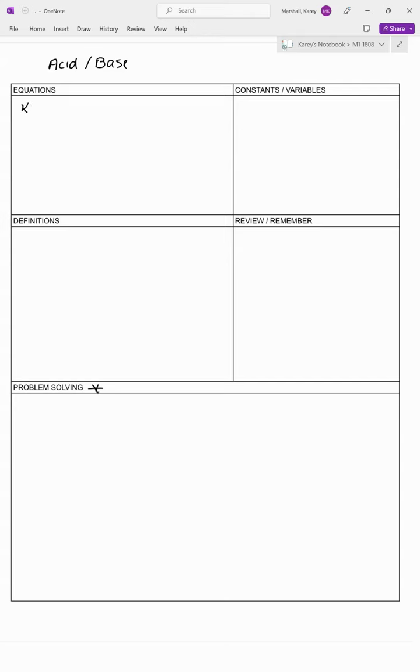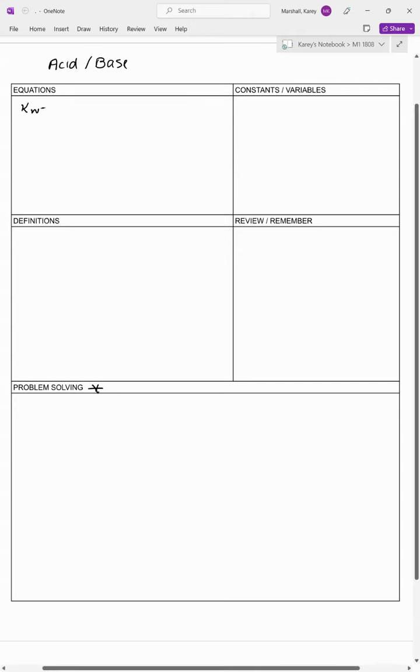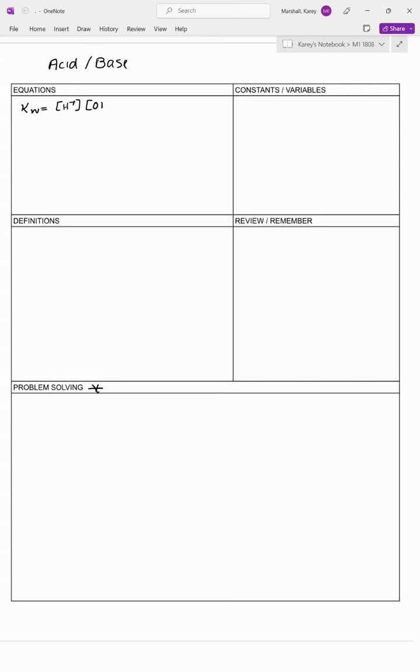Now, we do have a couple of equations, and we'll start with Kw is equal to the concentration of the hydrogen ion times the concentration of the hydroxide ion. And that is all equal to 1.0 times 10 to the negative 14.